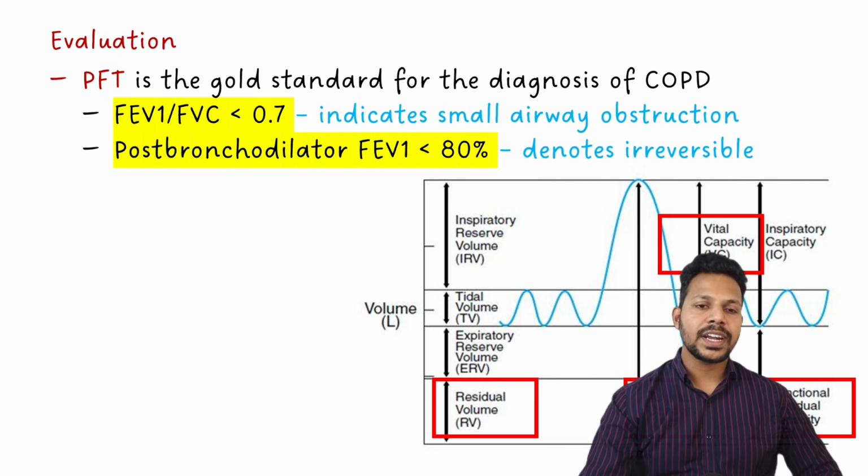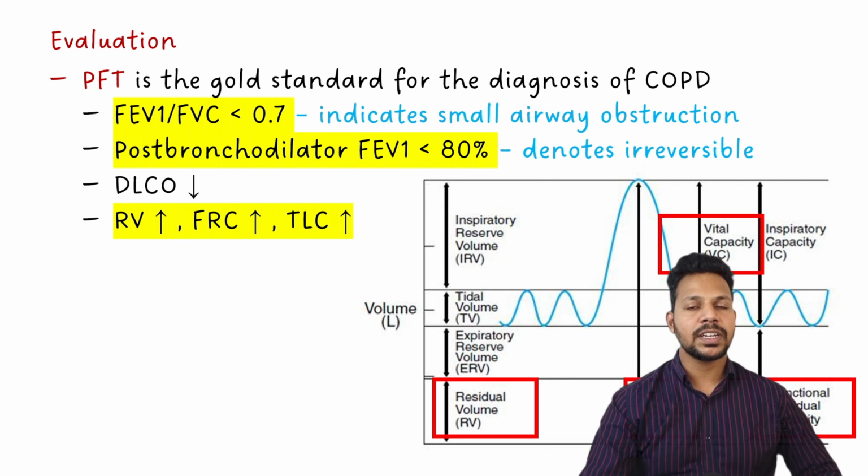And because of reduced alveolar gaseous exchange, DLCO is also reduced. And of course, the residual volume is increased, functional residual capacity is increased, total lung capacity is also increased, the counterpart vital capacity is reduced.